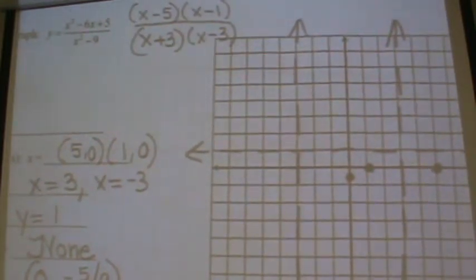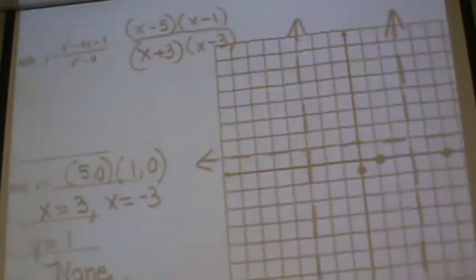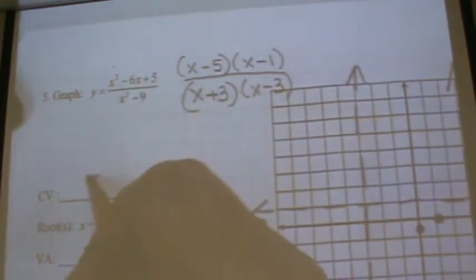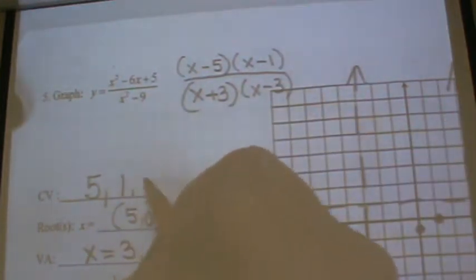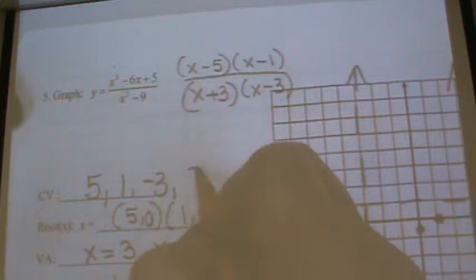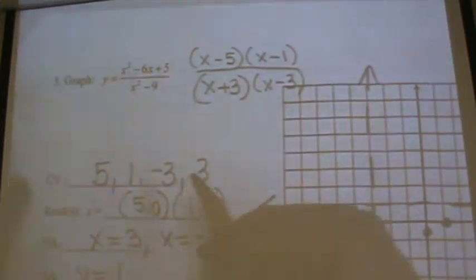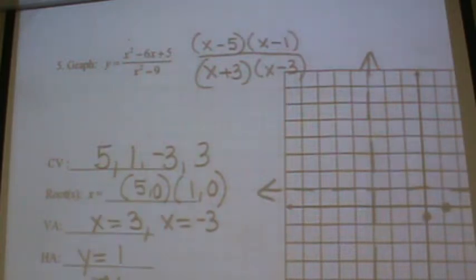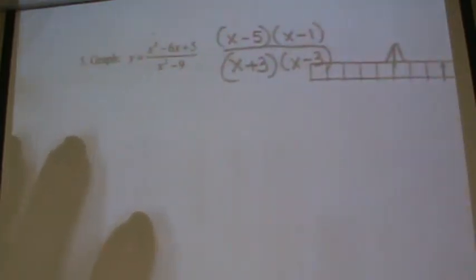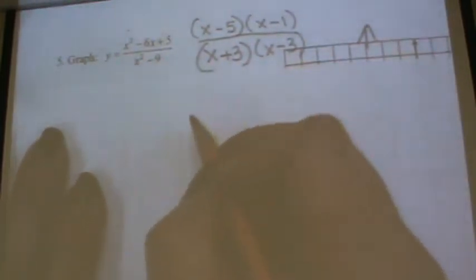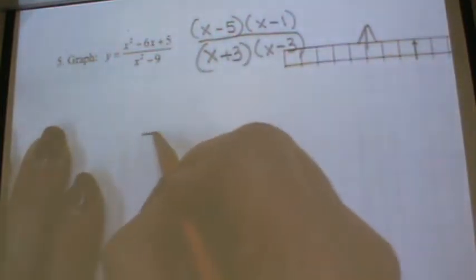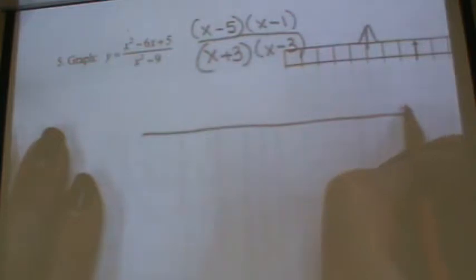Your critical values, there's 4 of them. What are the 4 critical values? 5, 1, negative 3, and 3. Where do these 4 numbers show up? Here they are. I'm gonna do my exclusion chart on a separate sheet because I don't have a lot of room. So I'm gonna draw a number line.